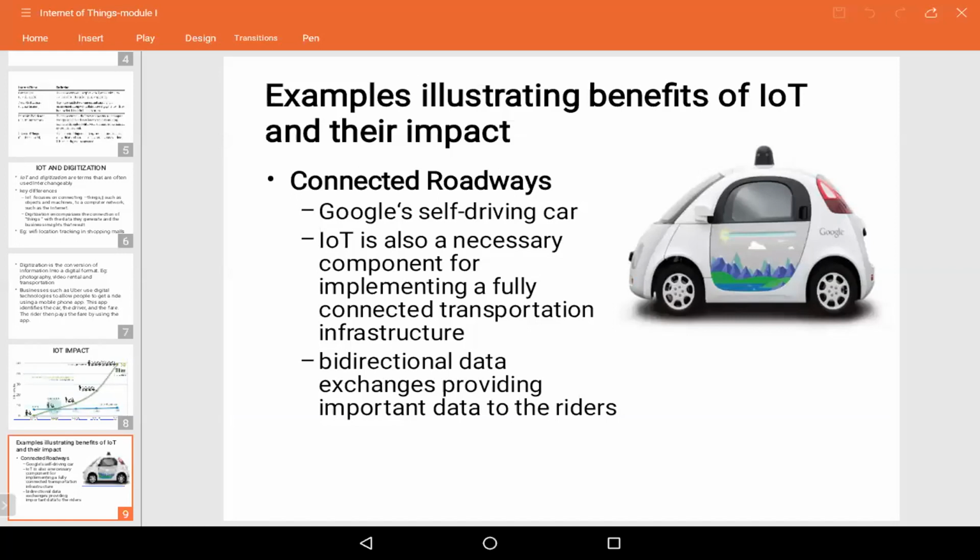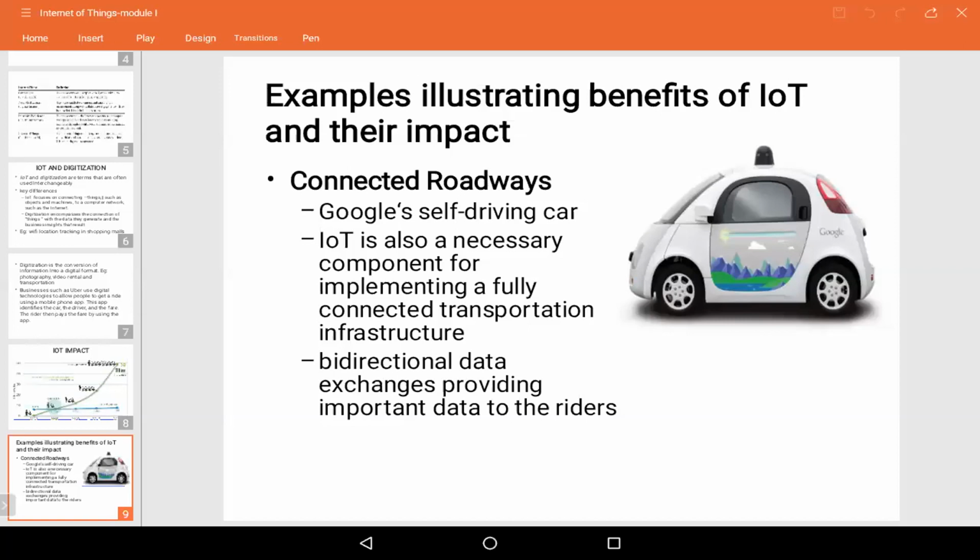So you can simply write in your own words what connected roadways do. We all know what IoT is. IoT is connecting all the unconnected, where people and objects are connected to the network. Here, who are the people? There are no people. Self-driving car.